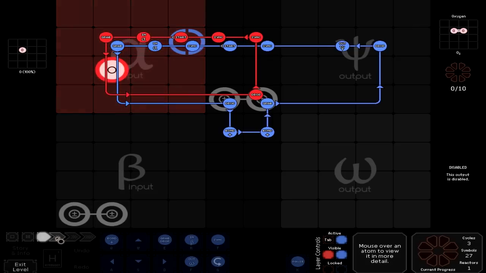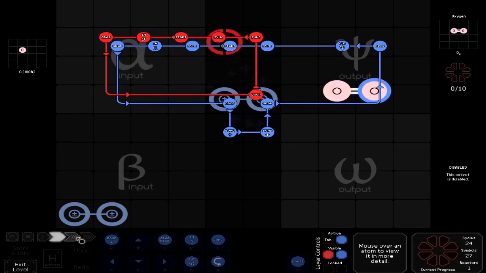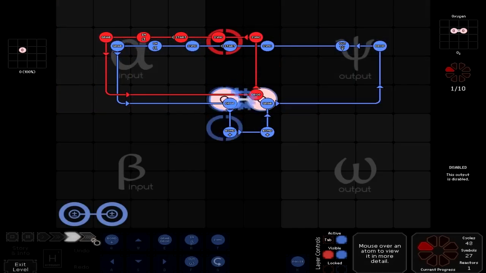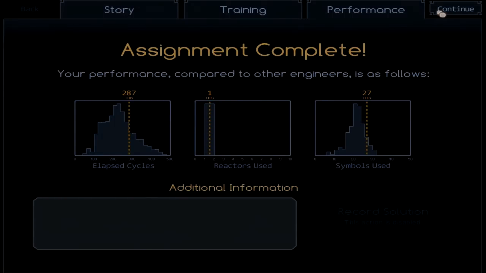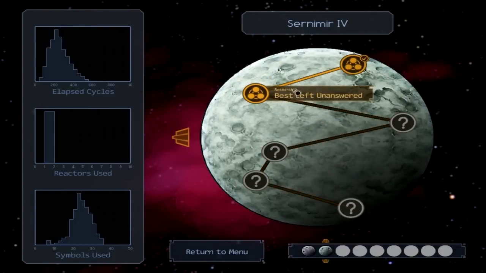Input, grab, taking a little while, let's make it faster, there we go. Perfect. And there we go. First level complete. Let's see. Continue. Alright, what do we got next?